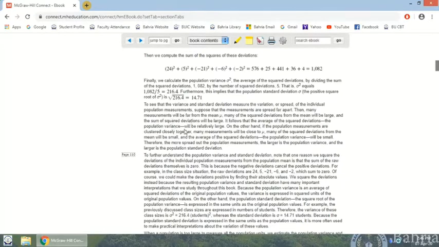So let me just read the theoretical portion of it for you to understand and gain more insight into this. Variance and standard deviation measure the variation or spread of the population measurement. Many measurements will be far from the mean, like I said, and some will be close to the mean. So many of the deviations from the mean will be small, and the average of the square deviations, the population variance, will be small. Therefore, the more spread out the population measurements, the larger is the population variance.